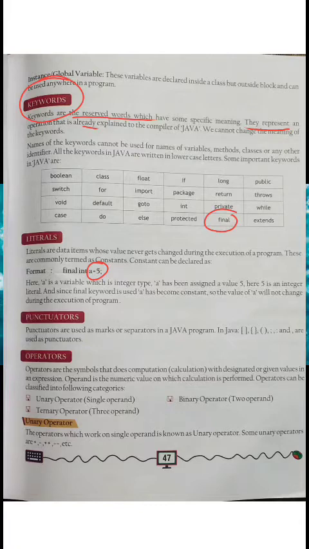Next topic is punctuators. Punctuators are used as marks or separators for a Java program. Now there are a few punctuators like big brackets, as we have studied in mathematics, curly braces, small braces, and semicolon. These are the punctuators. These are used just for separating the various blocks of the program.